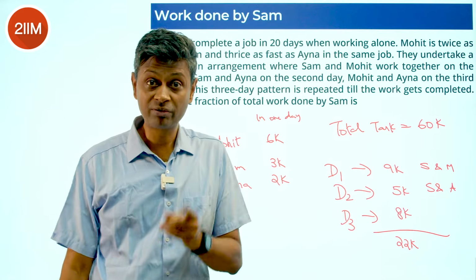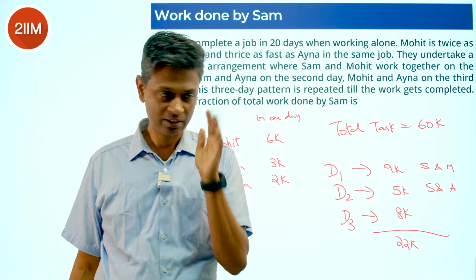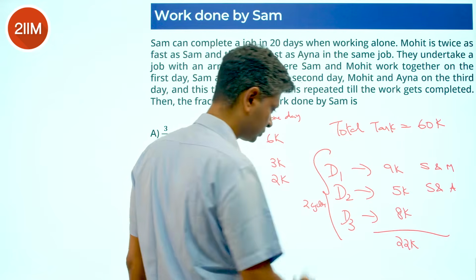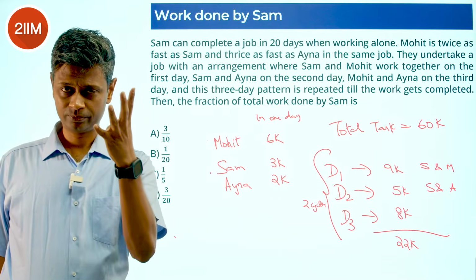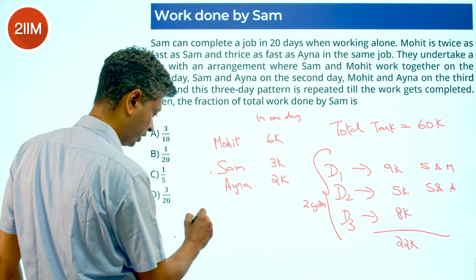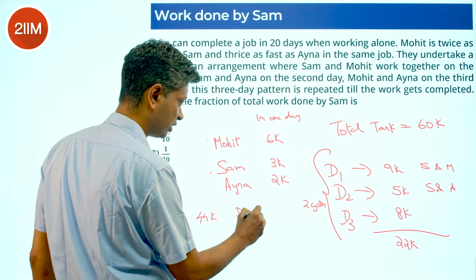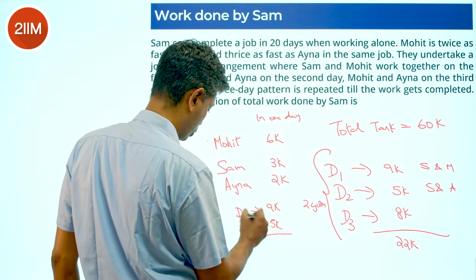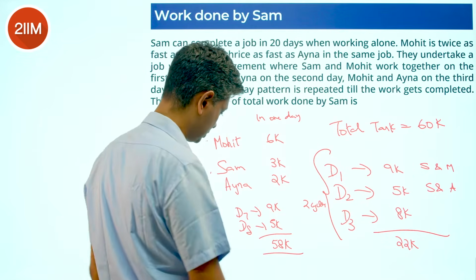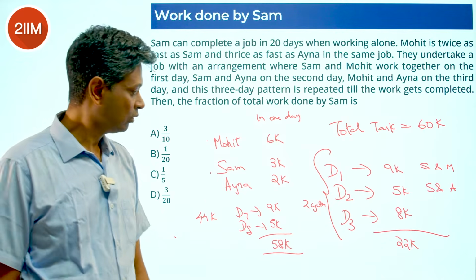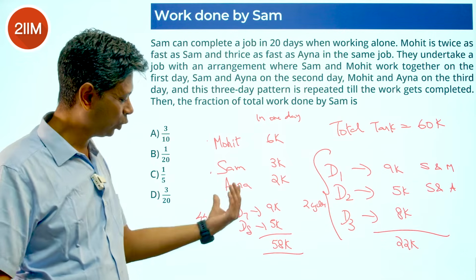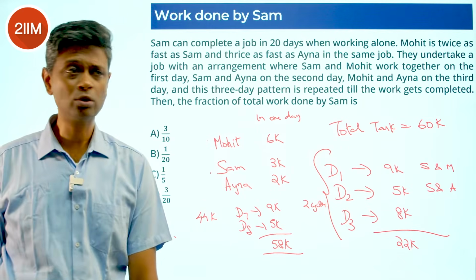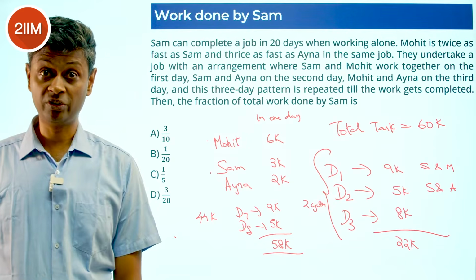So the whole task is going to get finished before 9 days. First 6 days, we're going to do 2 cycles. Day 1, day 2, day 3, day 4, day 5, day 6. So we are at 44k, day 7 is 9k, day 8 is 5k, 9 plus 5 is 14, we go to 58k. On day 9, we'll have 8k being done, but we need only 2k, so somewhere on the 9th day this will get completed. We don't want to know exactly how many days it takes, we want to think about what is the fraction of total work done by Sam.